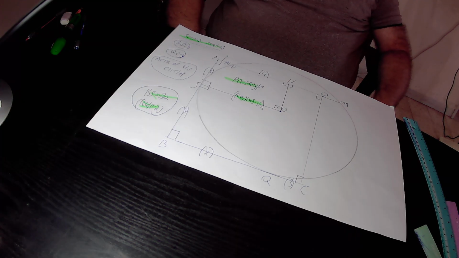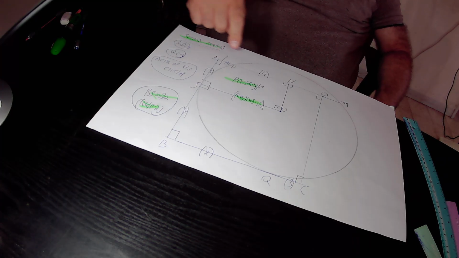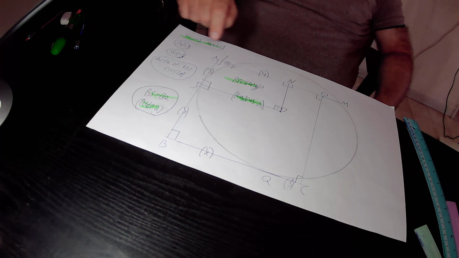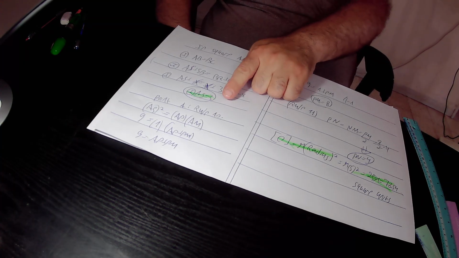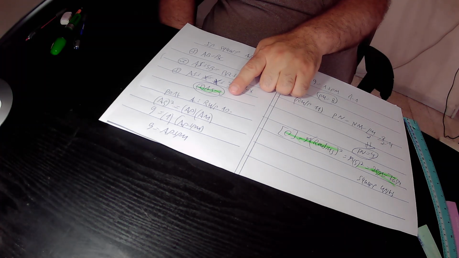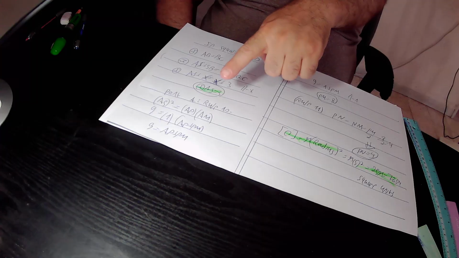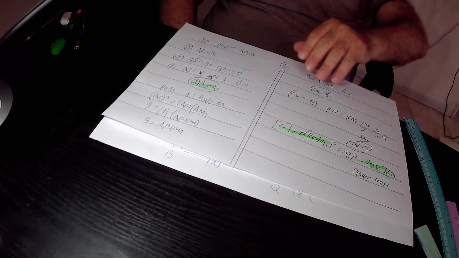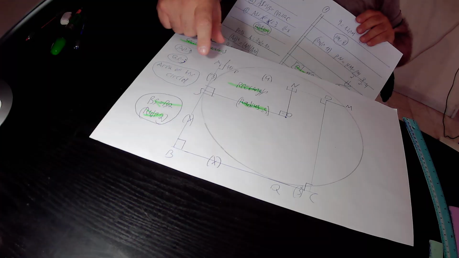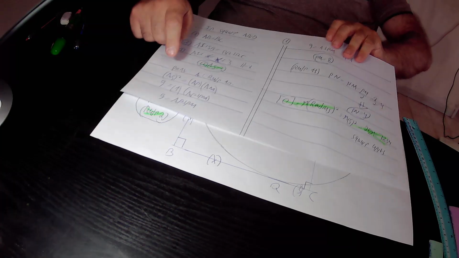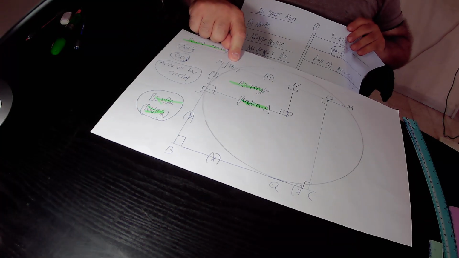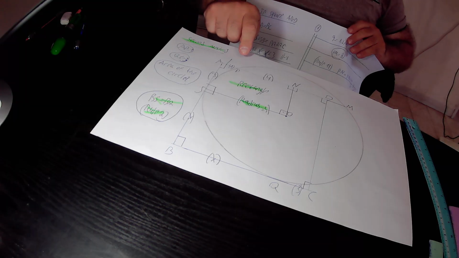So all the requirements of rule 10 are satisfied, and therefore we can implement rule 10. According to rule 10, the following equation is true: AS squared equals AP times AM. Again, AS squared equals AP times AM. AS is 3, therefore AS squared is 9. AS squared is 9, and it is equal to AP. AP is 1, times AM. AM in total equals AP plus PM.